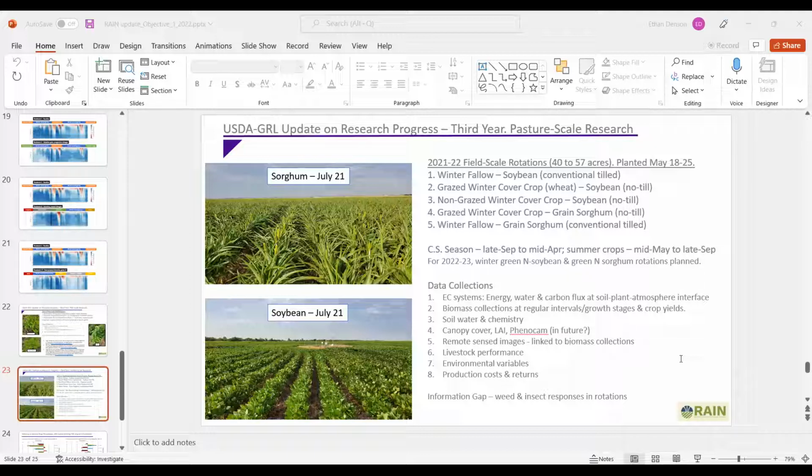For 22 through 23, which is this next cycle, the minute these summer crops kind of come out, we're going to turn around and put some of these things back into a green manure. The winter covers, we just treated like winter cover. We left them as no-till. Next time around, a green manure, you got to get it in the ground. So we're going to turn it up, get it into the soil profile, and then try to follow with some summer crops again. There's a big, long list of data there that we are collecting. EC systems, biomass, we do soil water chemistry, we do canopy cover, LAI, phenocam possibly in the future.